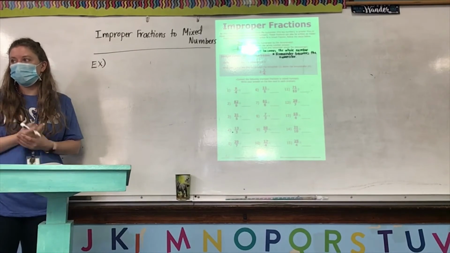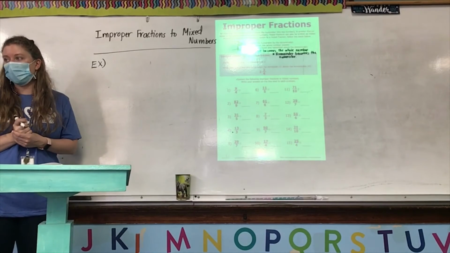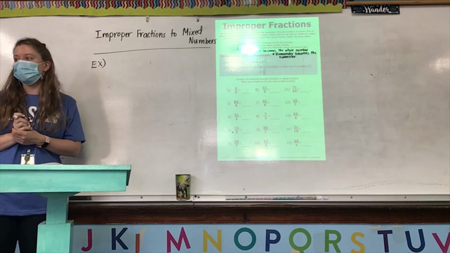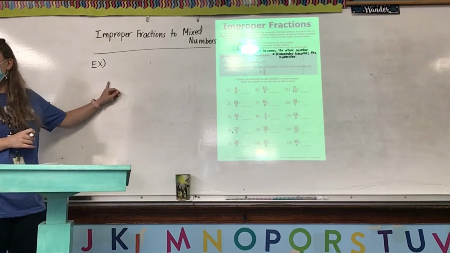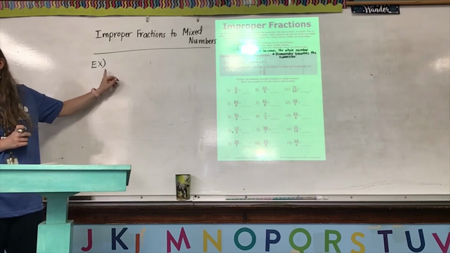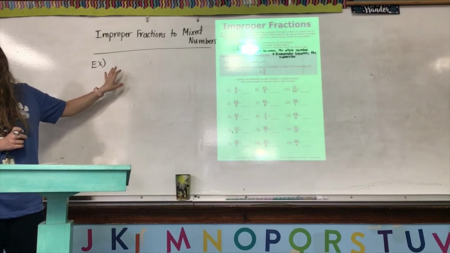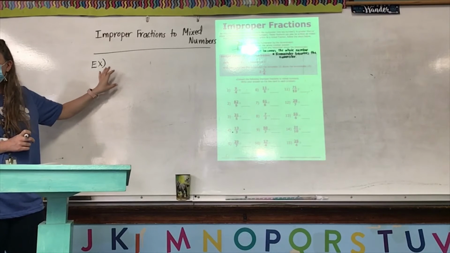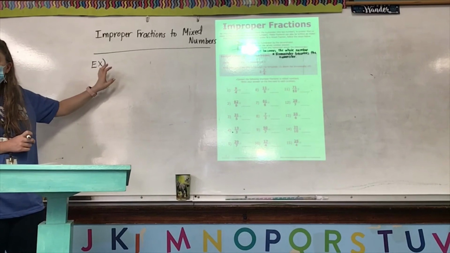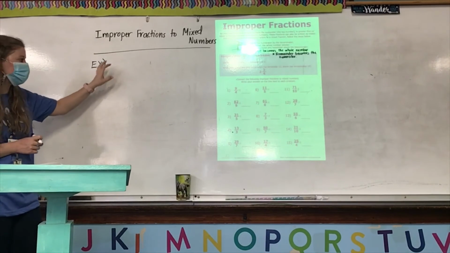Mason, if you can't get it, you can pause and get it later. All it says is the quotient becomes the whole number. The remainder becomes the numerator. Now, let's go to your separate sheet of paper, please, and show the work for the example.